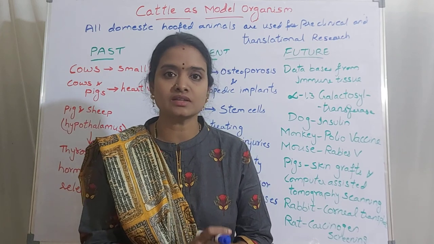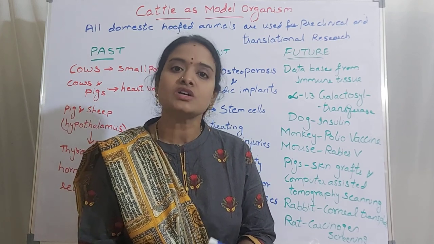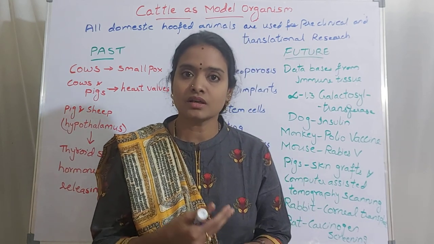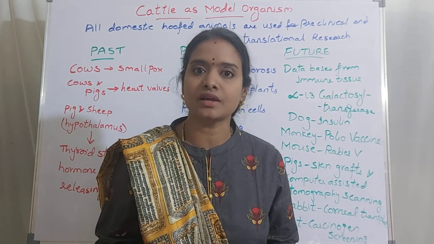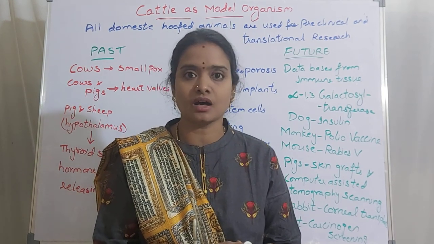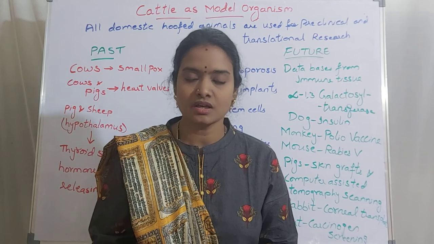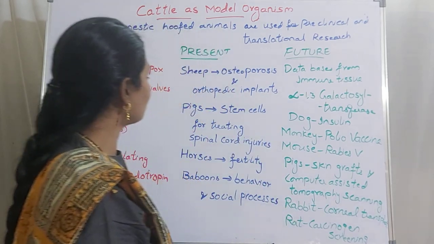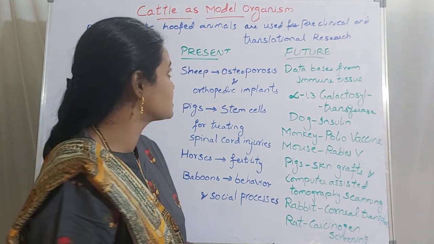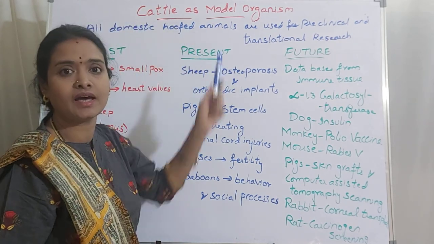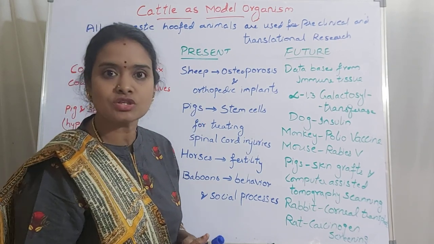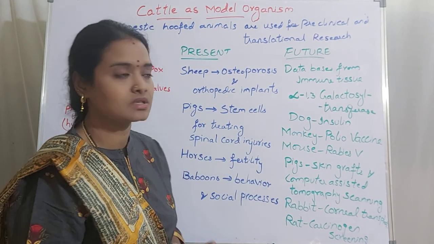So in research, they make use of small animals whose lifespan is short, so that they can study the complete life, and whose genetic and physiological similarities to humans are greater, right? Here, in spite of using cell lines and zebrafish as a model organism, they are making use of cattle as a model organism, though their lifespan is longer, right? So let us see why they are used.